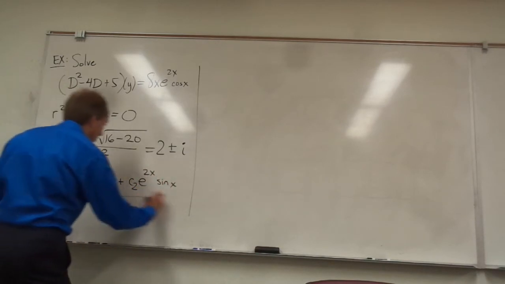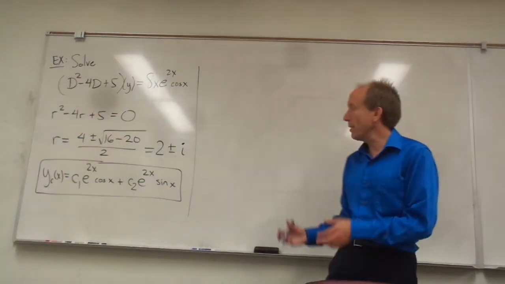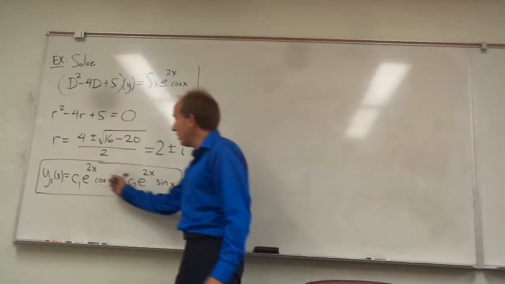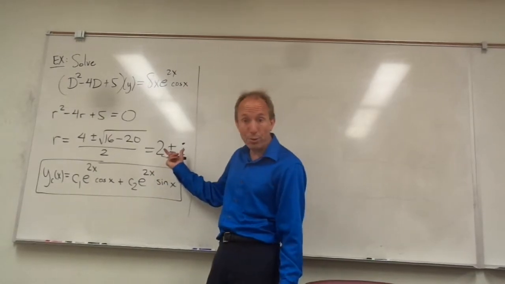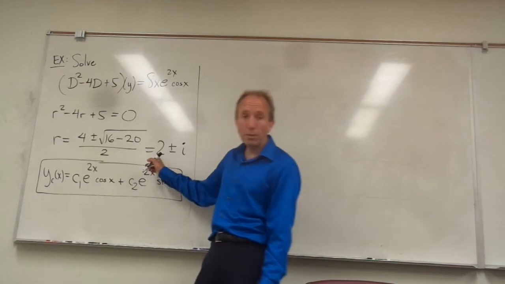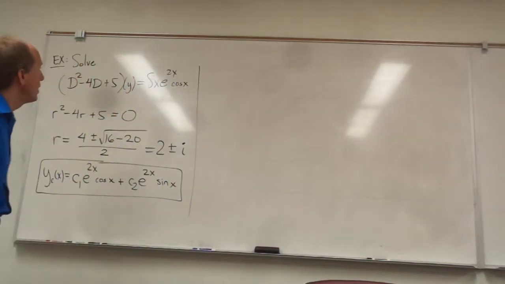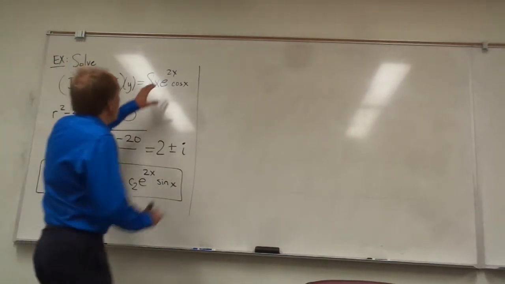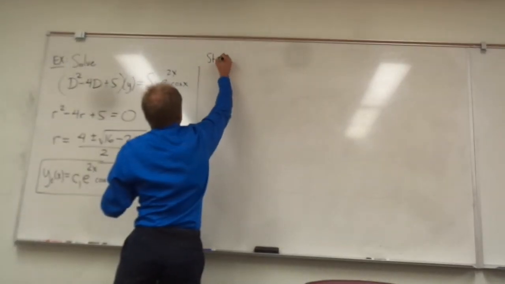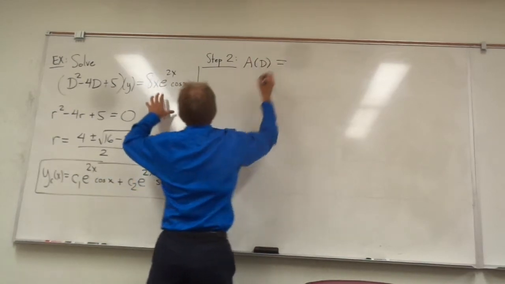That's based on section 8.2, going back to the previous section. This is my complementary function. When I have imaginary roots, I get sines and cosines, and there's a real component of 2, which is why we see the e to the 2x there. Now in terms of step 2, we have to look for an annihilator for the right-hand side.